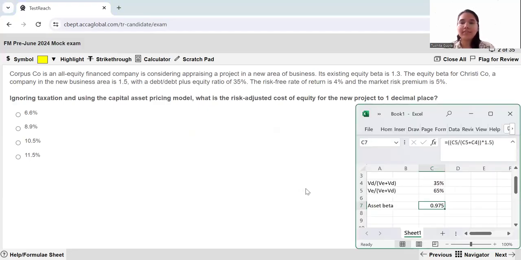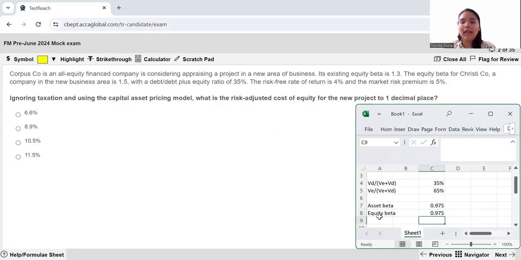Now, the next thing that you're supposed to do is that you need to re-gear it according to the capital structure of Corpus company. But if you see, Corpus company is all equity financed. This means they do not have any financial gearing. Their equity beta is going to be the same as the asset beta, because asset beta is representing the business risk, and then your equity beta represents business as well as financial risk. Now, because Corpus company does not have any debt in their capital structure, that is why they do not have any financial risk. So their asset beta is also equal to their equity beta. So I'm going to be using the same beta as the equity beta.